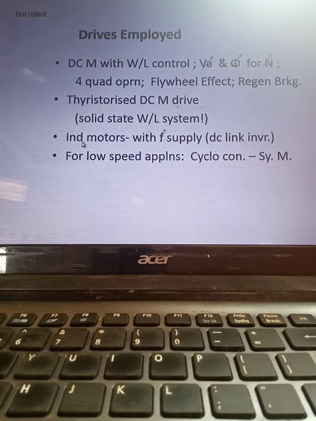And the other type of motors employed are induction motors. Induction motor drives are employed with variable frequency, wherein we use a DC link inverter, and when the speed requirement is less and power requirement is very high, we go for synchronous motor drive with cycloconverters.